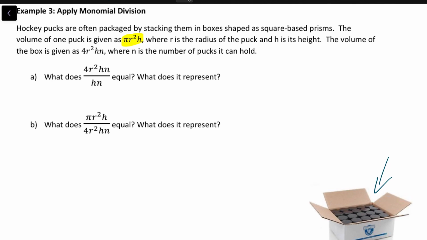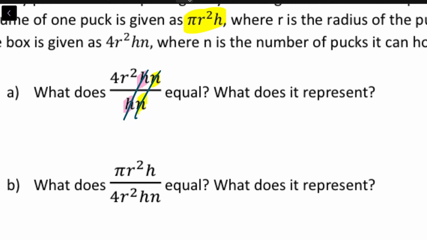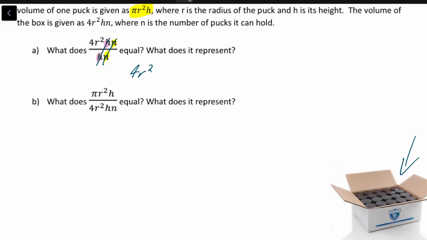First thing, I need to simplify this by dividing these two monomials. I don't have any coefficients on the denominator, but I do have two h's that I can cancel out and two n's. I can cancel them out because h divided by h is 1, and n divided by n is also equal to 1. And so that gives me an answer of 4r squared. And what does that represent? It represents the area of the top or bottom of the box, because here we have the height with the total number of pucks, and so we're left with the area of the top and/or bottom of the box.